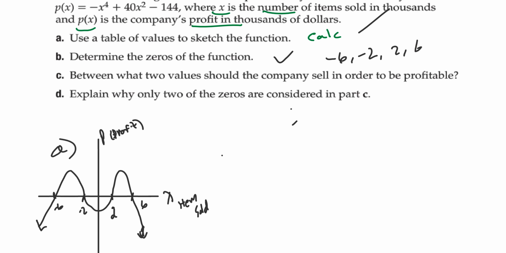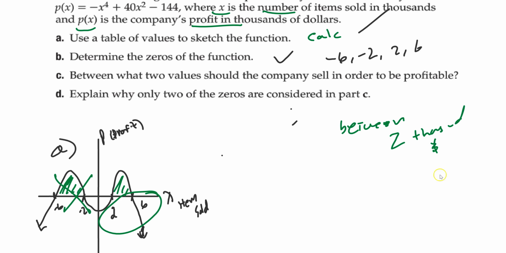Now let's look at C. Between what two values should the company sell in order to be profitable? Well, this is profit, right? So we want the profit to be positive. So between here and between here. But does this actually make sense? Could I sell -2 to -6 shirts? Not really. So I don't really care about this. Between 2,000 and 6,000 shirts.